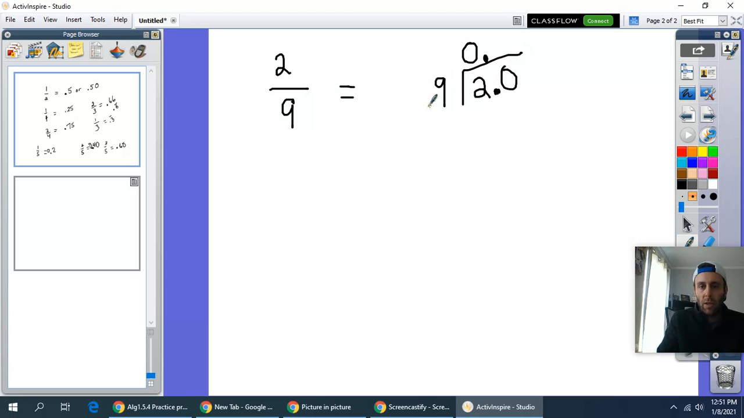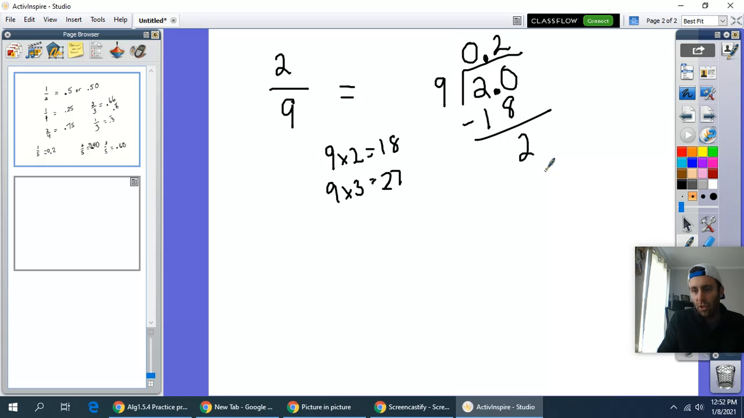Well, 9 goes into 20. If you do the 9 times tables, eventually you would settle on that 9 times 2 is 18. So we know it goes in twice. 9 times 3 would be too much because that's 27. So once we divide, we multiply. 20 minus 18, we get a 2.